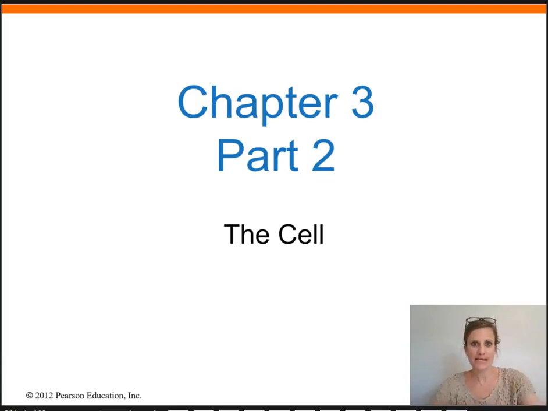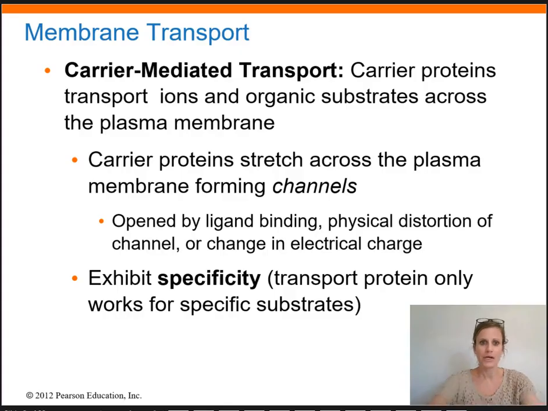Alright guys, welcome back. Today we will finish up the chapter on the cell. So we're going to keep talking about membrane transport, right? Just how things get in and out of the cell. We talked about diffusion and osmosis, right? When things go from high concentration to low concentration.